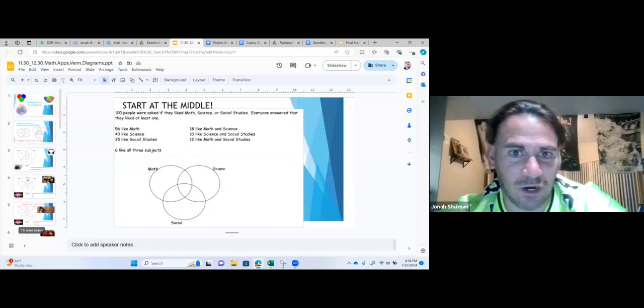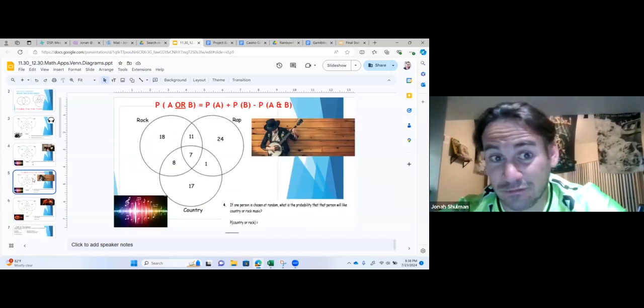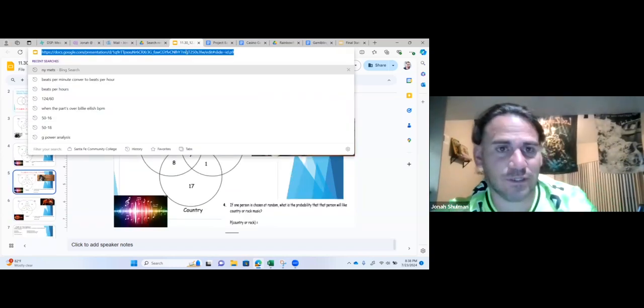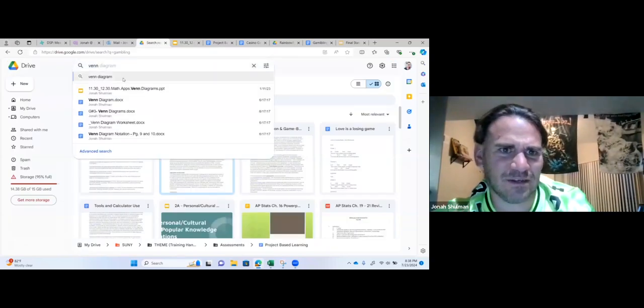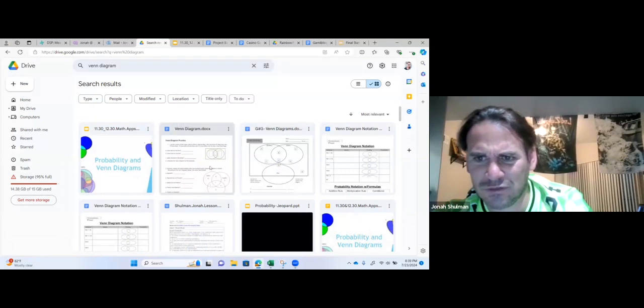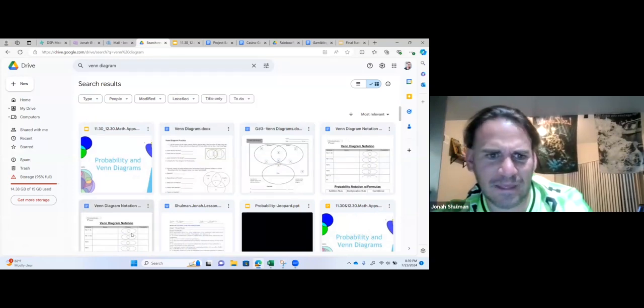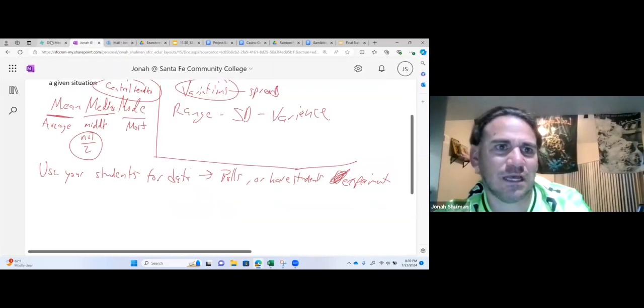Here are the answers if they're too hard, but this first one we built together. That's how we got the data for it. So there's tons of Venn diagram stuff, blank ones you can fill in. I just think they're really useful for students. But I'll give you this set of slides.